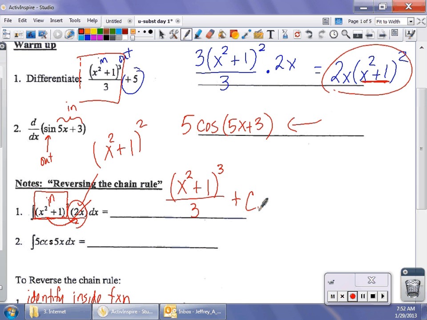Now, in the original problem we had a plus 5, but we have no way of knowing in this problem what that constant was. So plus c holds the place of the 5 or whatever other constant might be going on there. All right, let's take a look at the second one.